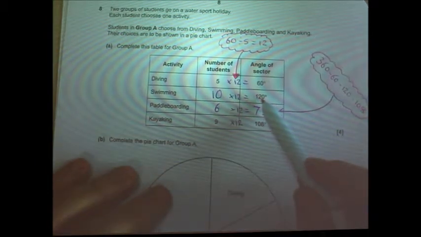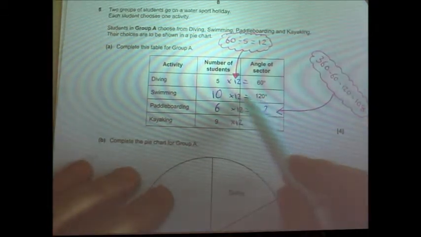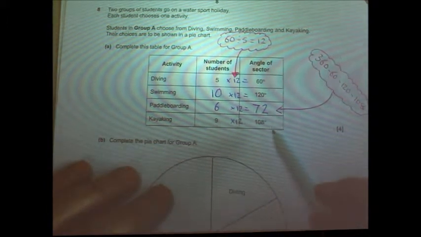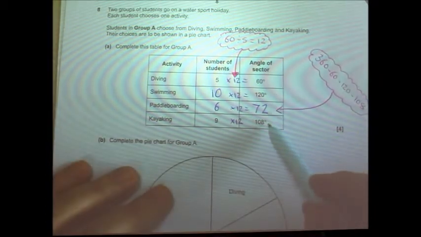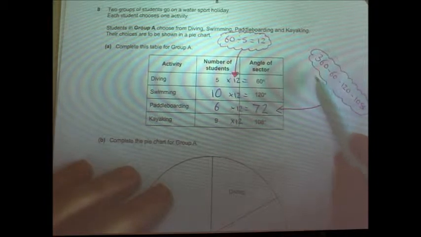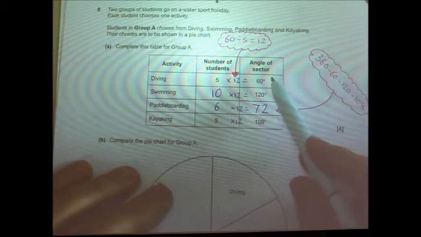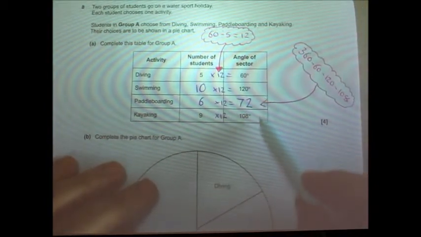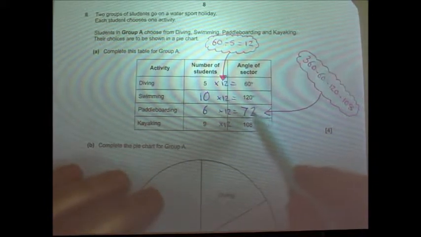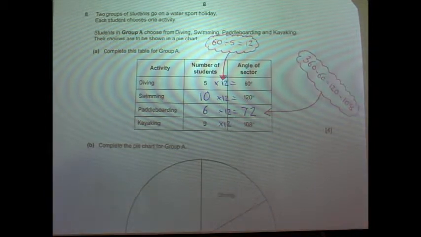Right, this one, you've got 120 degrees, so to go the other way, you can divide by 12, which is fine. On the paddleboarding, you've got no data at all, but you do know the 3 other angles. So what I've done is 360 degrees, because that's how many degrees are in a full turn, and I've taken away the 60, taken away the 120, and taken away the 108, which gives me 72 degrees. And because that's 72, you divide it by 12, and that'll give you 6 people do paddleboarding.